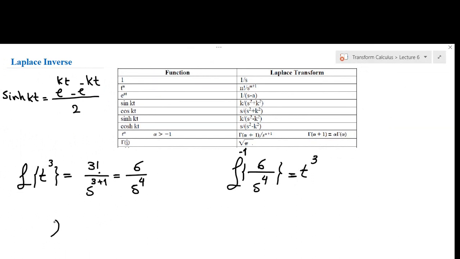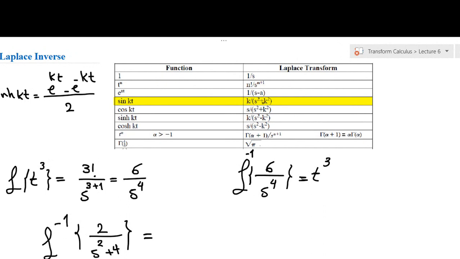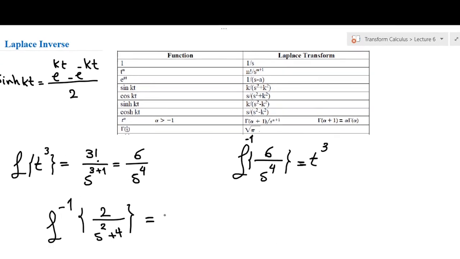So we can do it for everything. For example, if I ask you what's Laplace inverse of 2 over s squared plus 4. Again, you go to the table, see which one is close to this function. Here we have s squared plus k squared. It's very close in the denominator. If I have k equal to 2, we have 2 over s squared plus 2 to the power of 2, which is 4. So it's exactly the function that I have. As a result, I can say that this Laplace inverse is equal to sine 2t.